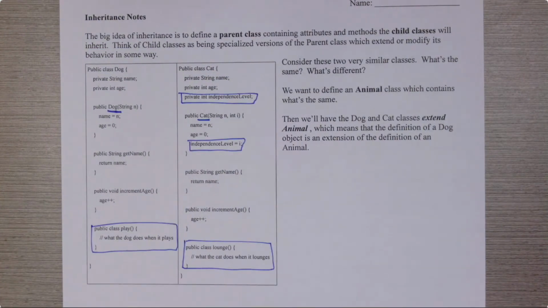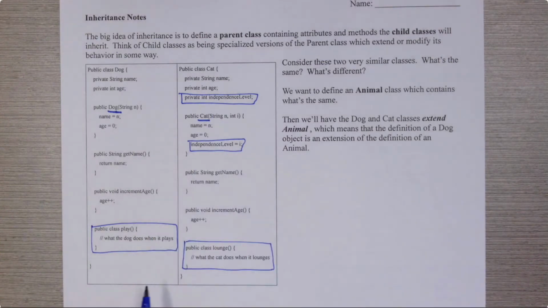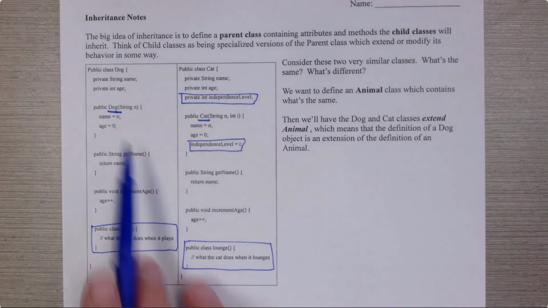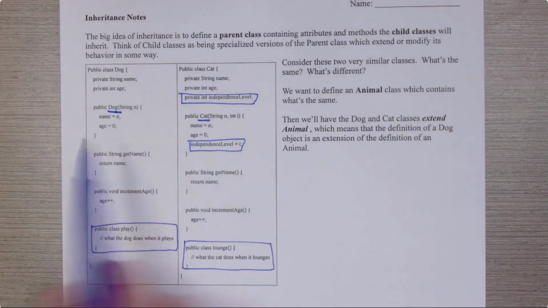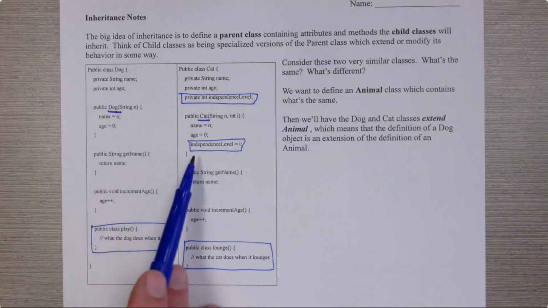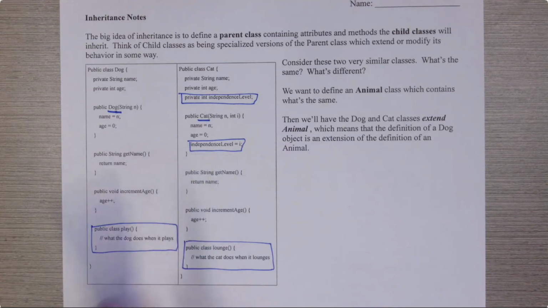Okay, welcome back. So I've circled all the things that are different. So we've got the variable, we've got these methods. The name of the constructor is different. The actual lines inside the two constructors are the same, except that the cat constructor needs to set the independence level because only cats have that.